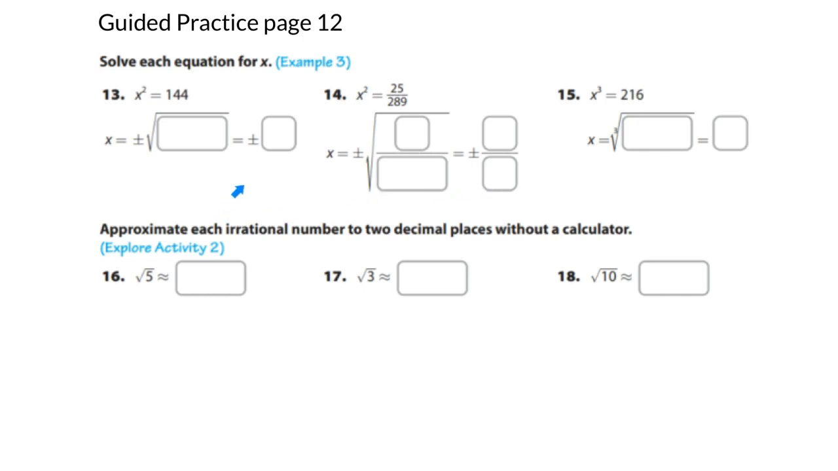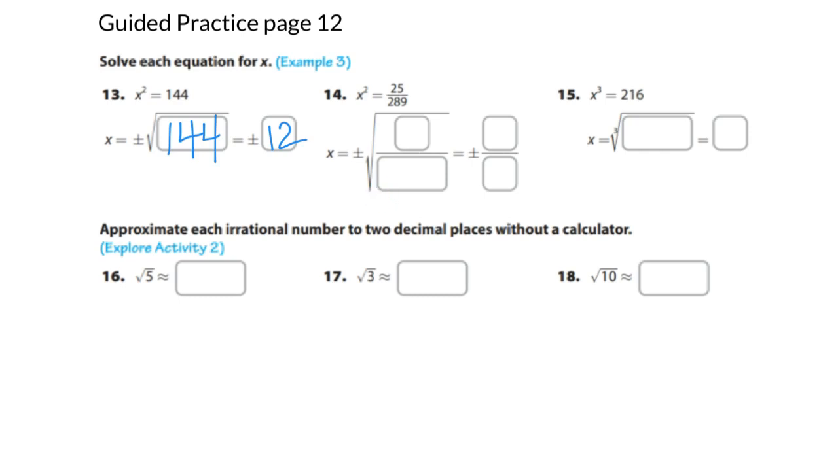13 says x squared equals 144. So what must that number x be? What number is multiplied by itself to give you 144? And that answer, ladies and gentlemen, is simply 12. So the square root of 144 is 12. Positive and negative.